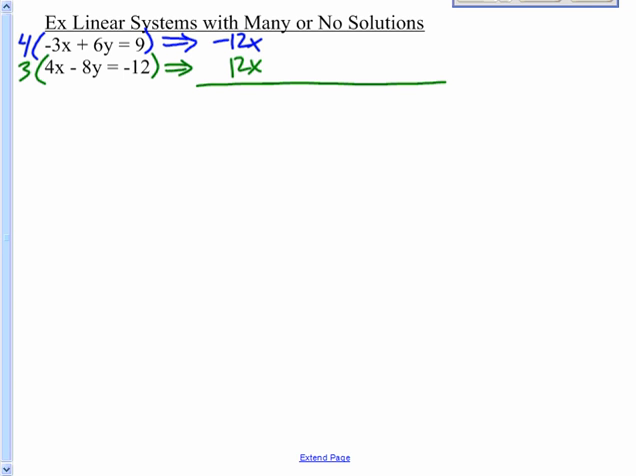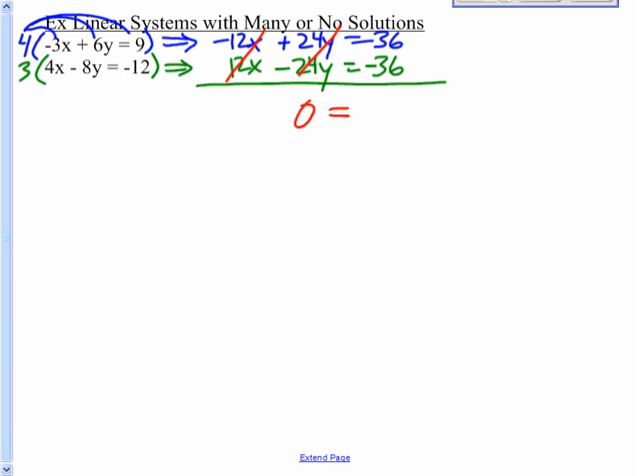Okay, let's go through the rest here. Let's distribute that 4 through. Excuse me, sorry about that. 4 times negative 3 is negative 12x. 4 times 6y, 24y. 4 times that 9, 36. Let's now multiply the 3 through to each of those on the bottom. And now we add them up. Negative 12x plus 12x, gone. 24y minus 24y, gone.